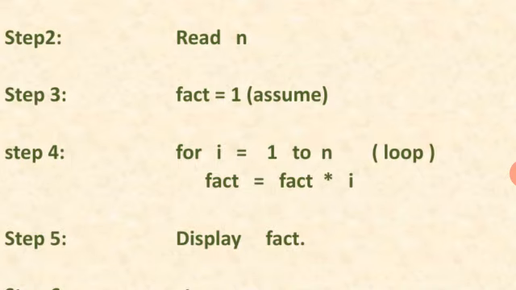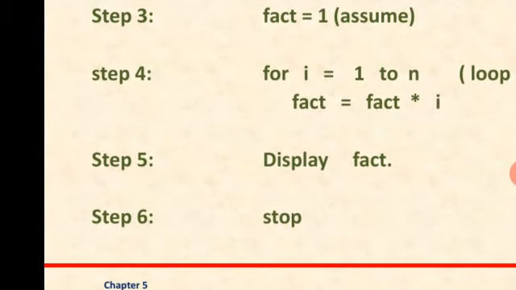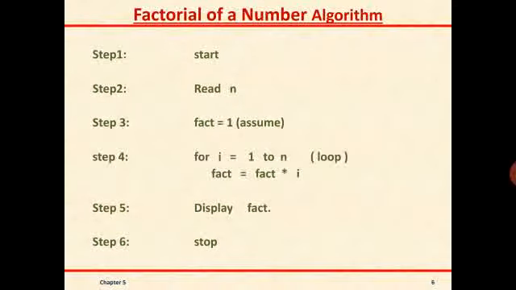N number. Then what instruction do I have to repeat? Fact is equal to fact into i. This is the operation I actually want to repeat. How many times? N number of times. Hence, fact is equal to fact into i is repeated n number of times. Hence, I am using a loop. Then finally, I will display the value of fact and say in the 6th step, stop. So in this way, students, we can calculate the factorial of a number.